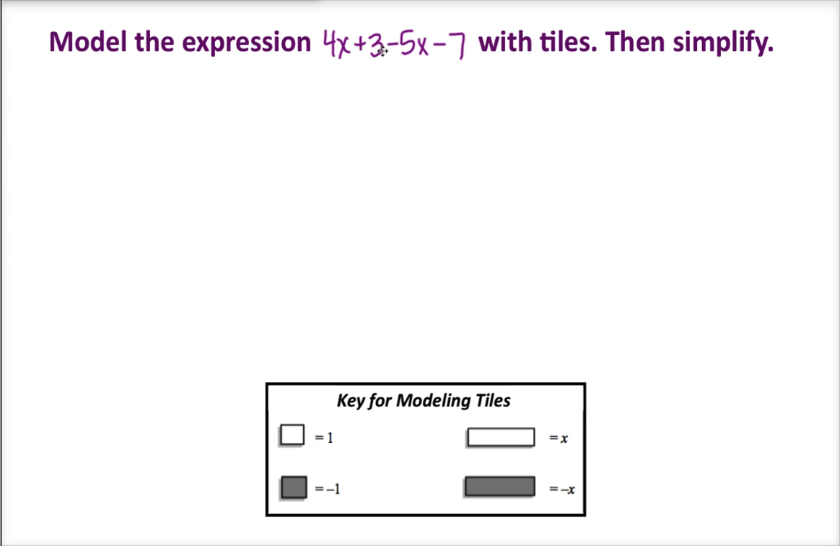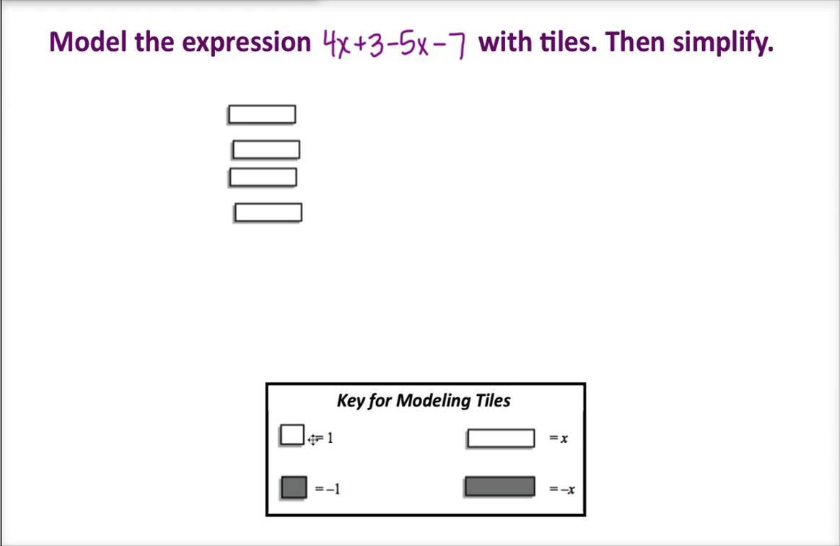We're asked to model the expression 4x plus 3 minus 5x minus 7 with our tiles, and then we will simplify it. Now remember, simplifying means we're going to find zero pairs and rewrite this expression. So first of all, we need to model it. Start with the 4x. So we have 4 positive x's. So 4 of these guys.